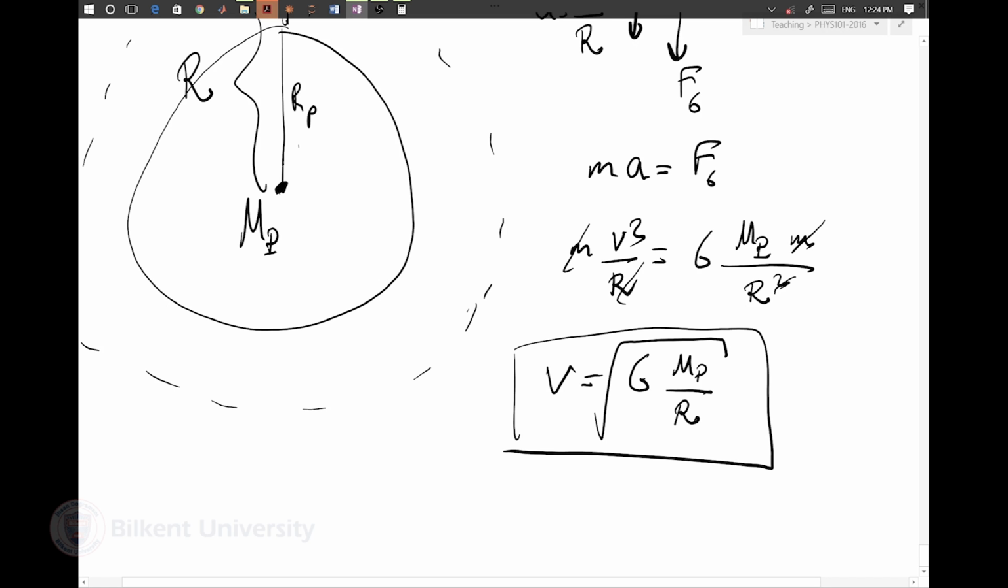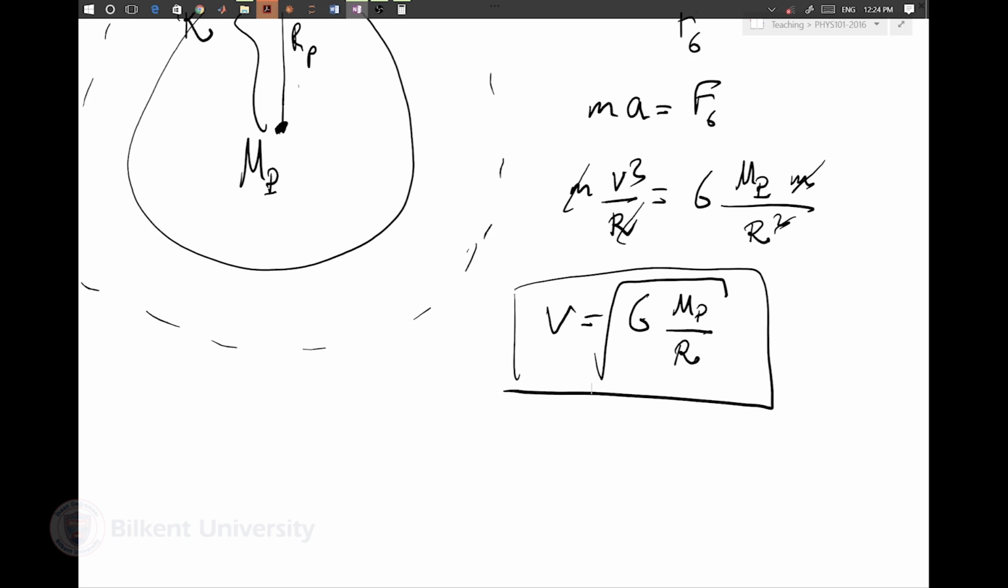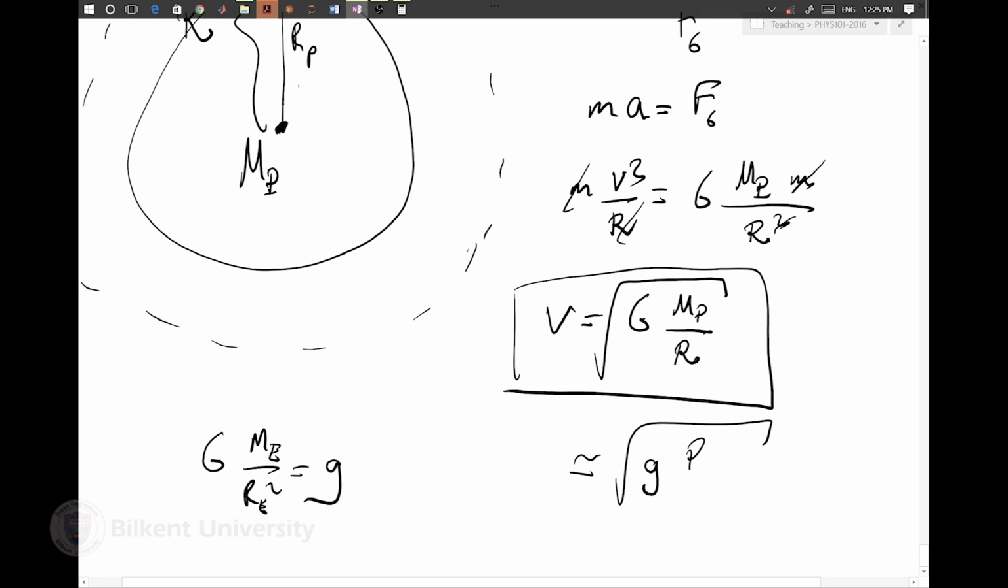square root. Or if you want, we said G M Earth over r Earth squared is g, right? So this you could also write as approximately g times r Earth, or whatever radius you're looking at.